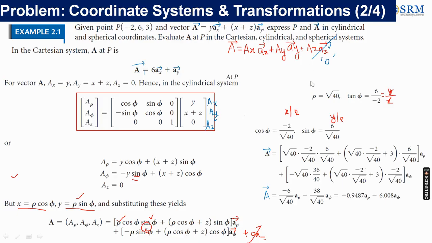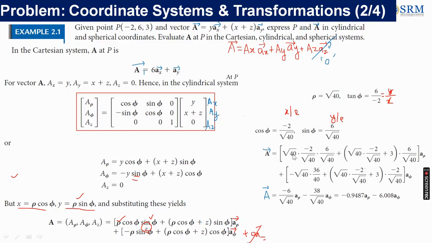So we have already computed the value of rho and phi in the previous expression. We are going to substitute. And here all the terms are in terms of cos phi, sine phi and rho, right? So from this relation, tan phi is equal to y by x, we can write the relation of, and rho value, we can write the relation of cos phi is x by rho. So x is minus 2 here, rho is root of 40. Sine phi is y by rho, so y is 6 and rho is root of 40.